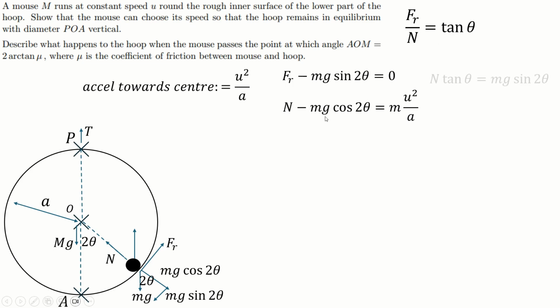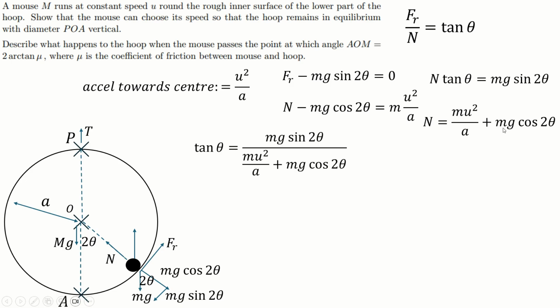There's a few ways you could go about doing that. I decided to write FR is N tan θ and then replace it in this equation and move the other thing to the other side. And then you can also replace that in here as well. So here, this is just this equation rearranged for N. And then I think I did this one divided by this one to get tan θ equals this over this. Yeah. And then we can cross multiply.